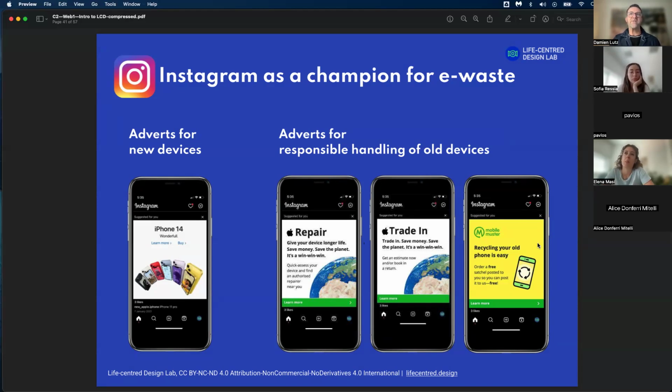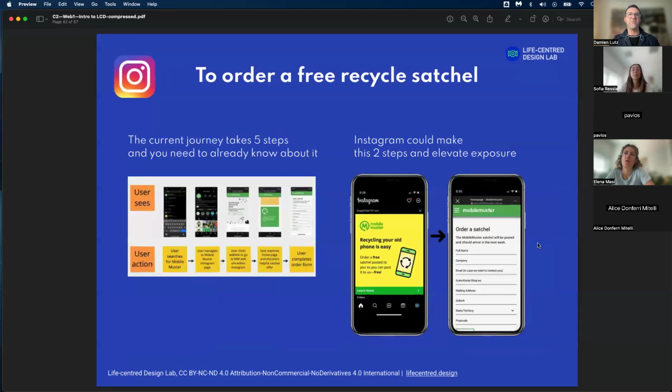The recycling one is interesting because in Australia we have Mobile Muster, and they will basically send you a satchel for free, and you put your old phone in it, you send it back, and it's all free. On Instagram at the moment, on the left is just a mock-up of the journey. It's at least 5 steps on Instagram to order that satchel. You've got to know that Mobile Muster is there. You've got to find the website and you've got to find the form on the website. But Instagram could elevate that with one ad that links directly to the form.